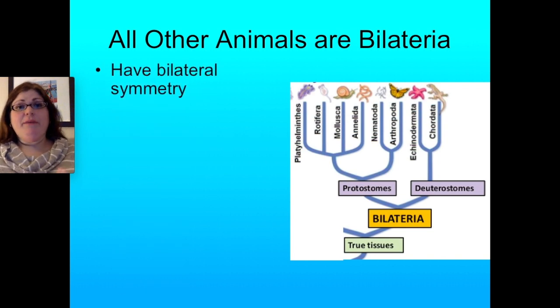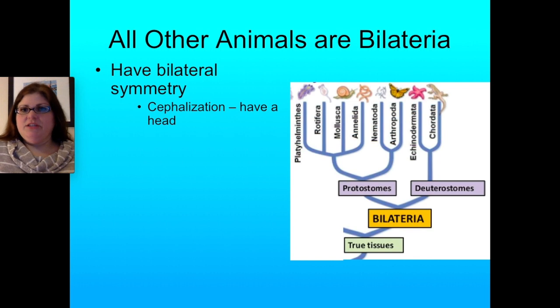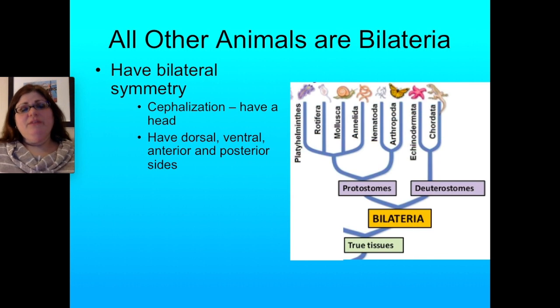So first off, they all have bilateral symmetry. Remember, that means that you can draw a line down the center and there's just one line for which they are the same on both sides. That's pretty important because it allows for cephalization. In other words, it allows the organism to have a head, an area where there is central nervous control as well as sensory organs. That also means that animals now have sides. So there is a dorsal side, in other words, back side, ventral, belly side, and anterior and posterior, in other words, forward and backwards. Okay.